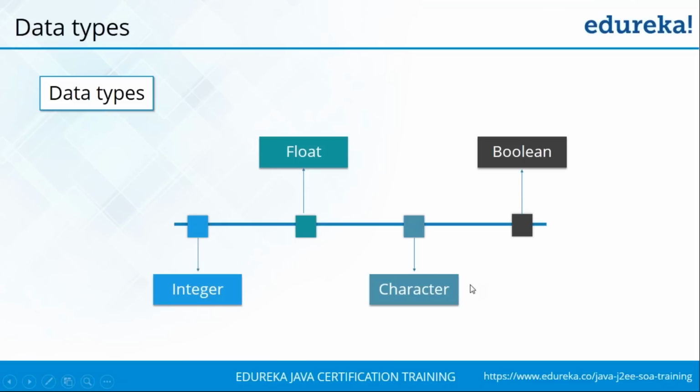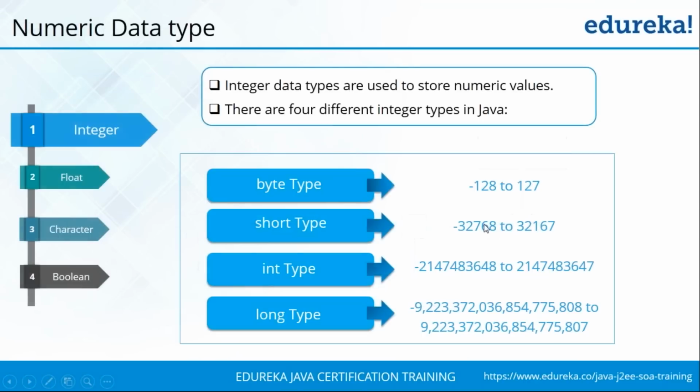And then you have character. Now character is very straightforward. Using a character, you can store a single character present there. And finally you have boolean. Boolean is used for storing either true or false. So don't worry, we'll be talking about each of them one by one. We'll start off by talking about integers itself.